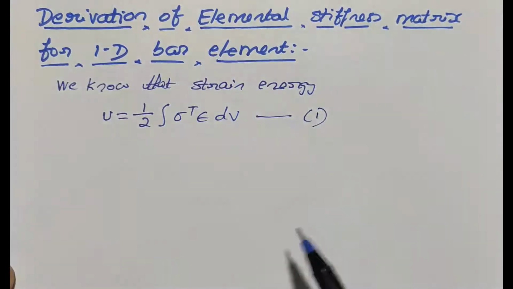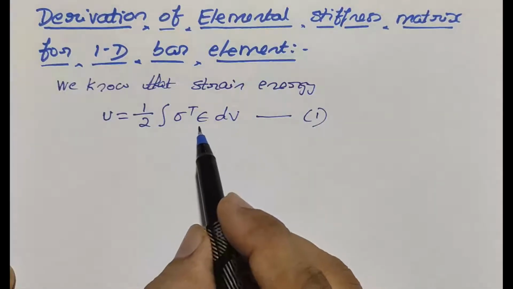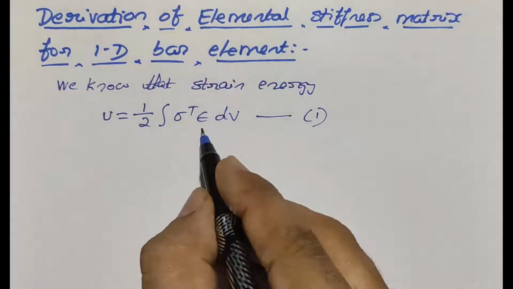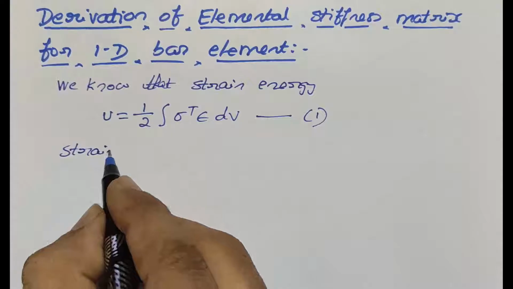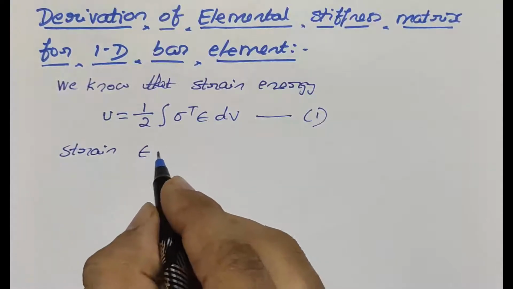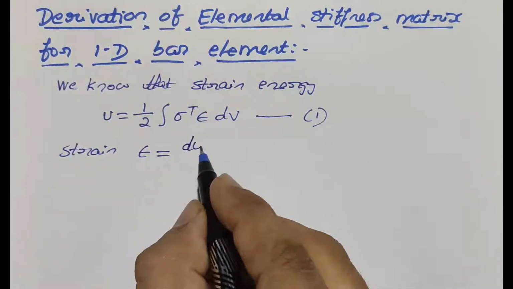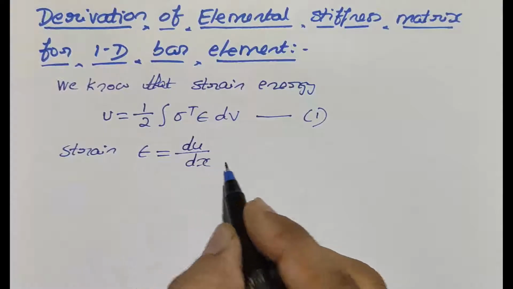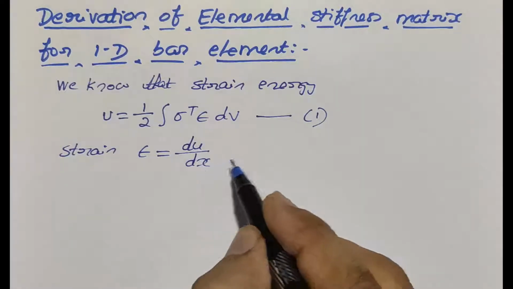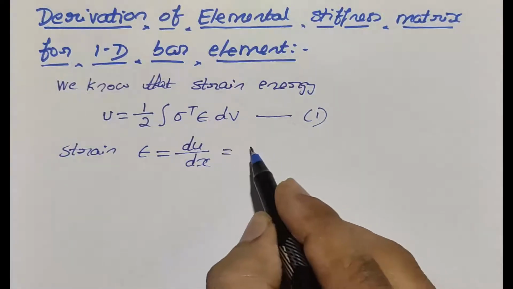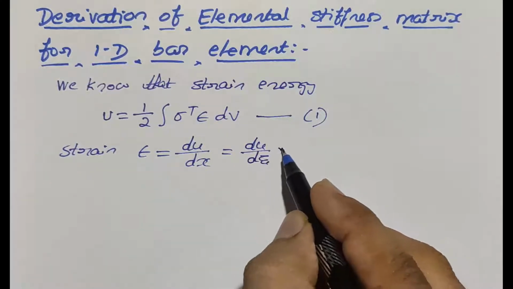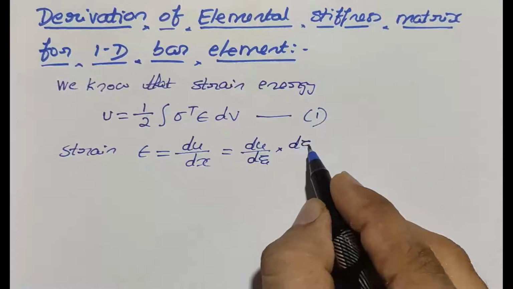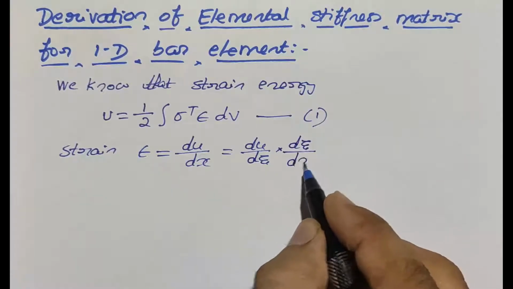See, here we need stress and strain. First we will find out strain. Strain epsilon is given by du by dx. So this du by dx I can write like this: du by d zeta into d zeta by dx.